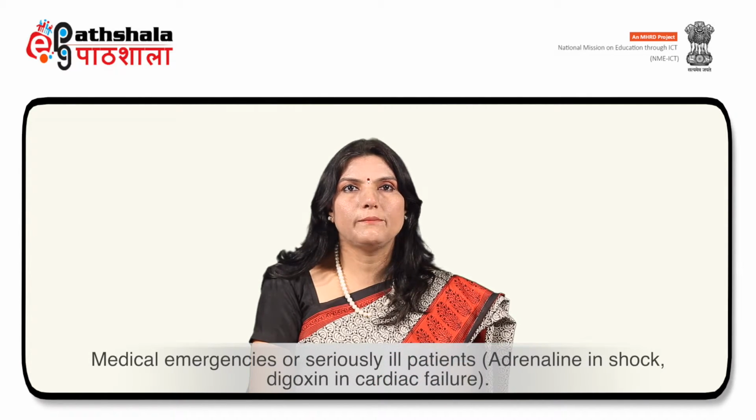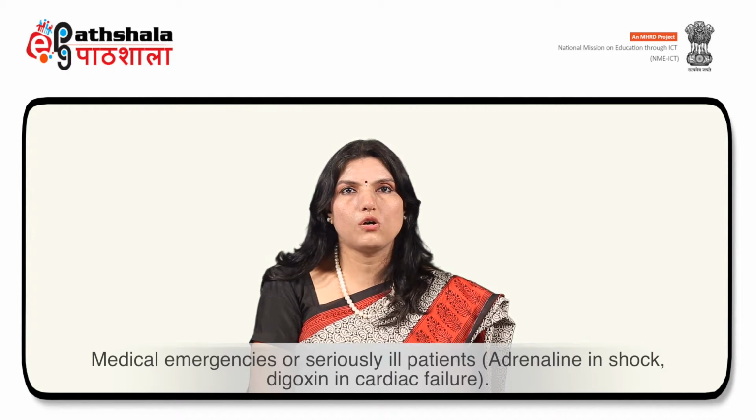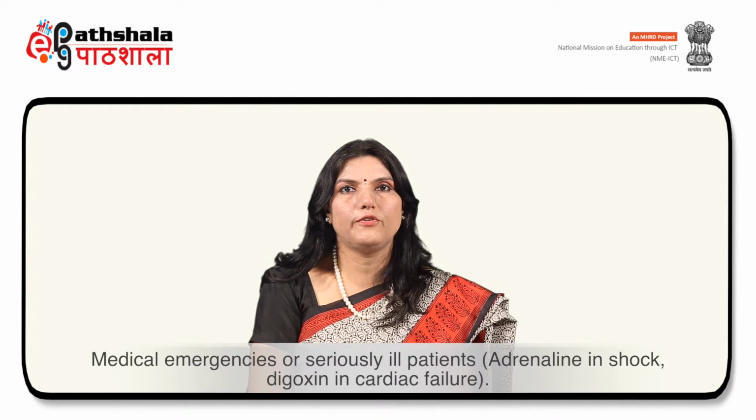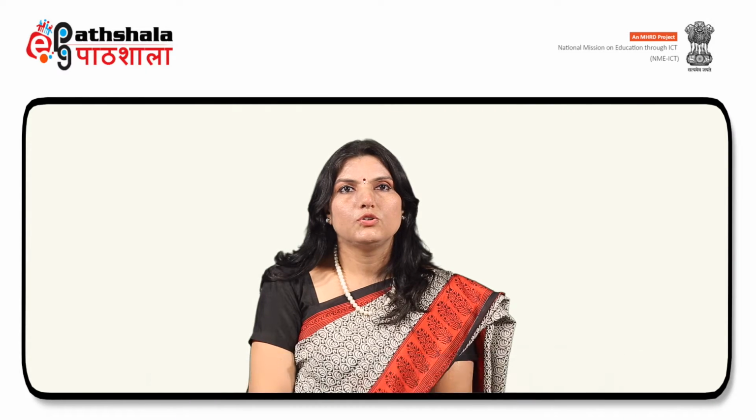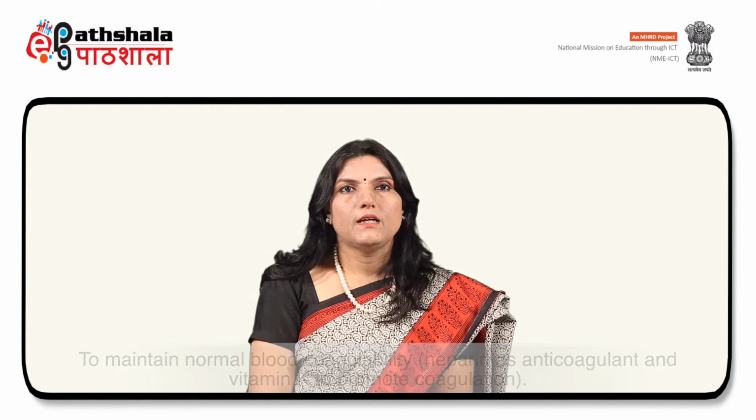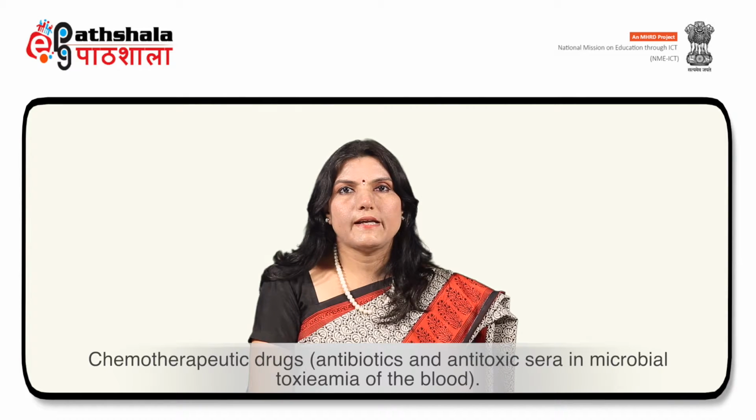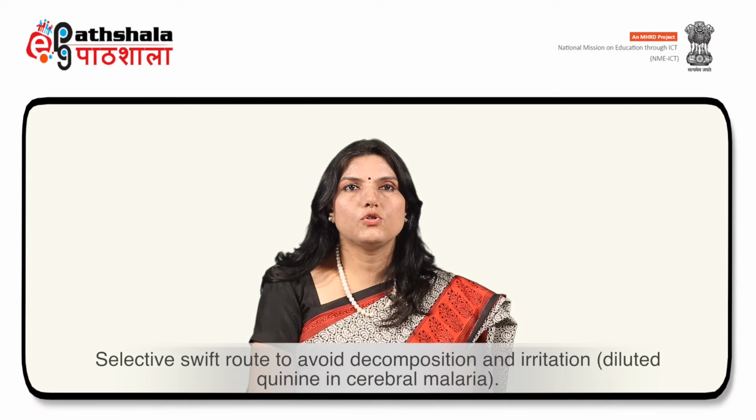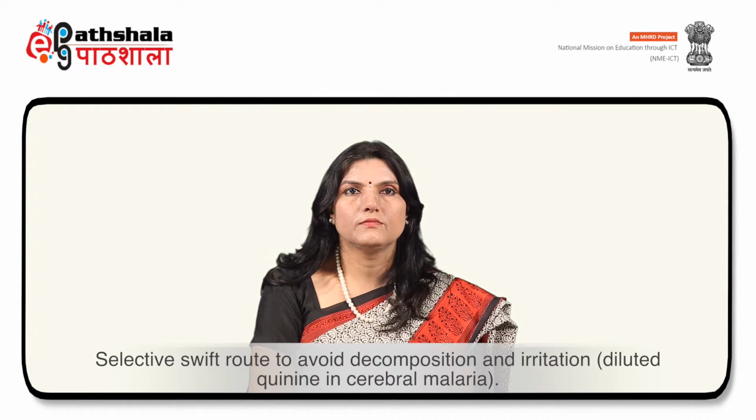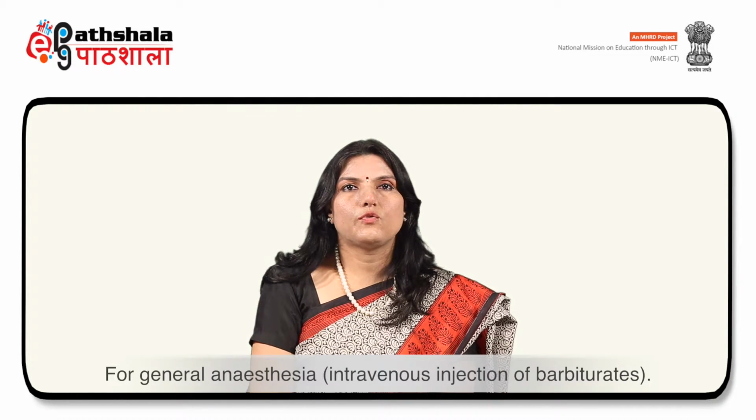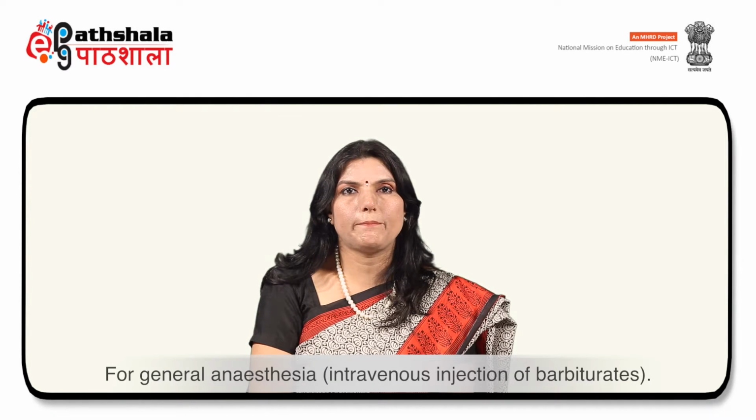Number 1. In medical emergencies or seriously ill patient, for example, adrenaline in case of shock and digoxin is given in case of cardiac failure. Then it is also used to restore the blood volume during blood transfusion, to maintain normal blood coagulability, and in chemotherapeutic drugs like antibiotic, antitoxic and antimicrobial agents. It is also used for selective swift route to avoid decomposition and irritation. This route is also used for general anesthesia and for diagnostic purpose.